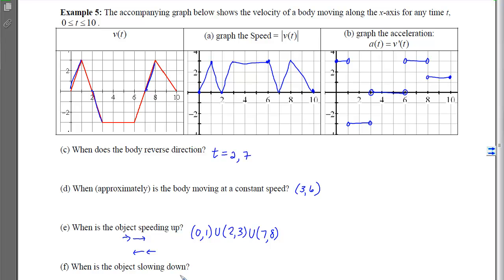So we can make the same argument for when we are slowing down. We're going to slow down when the speed has a negative slope, which is from 1 to 2, and then again from 6 to 7, and then again from 8 to 10. And we can see that on the original graph of the velocity by looking for a negative slope when the velocity is positive, or a positive slope when the velocity is negative, and again a negative slope when the velocity is positive.